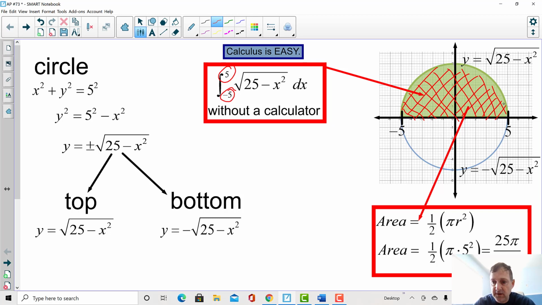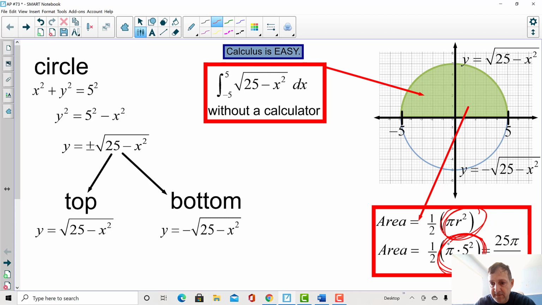We know what the area of a circle is. It's just pi r squared. The r that we have is 5, so we get 25 pi for our answer. And then we say, wait a minute, we're only doing half of the circle, so we need an extra 1/2 in the front. So our final answer using pre-calculus or just basic geometry would be 25 pi over 2.